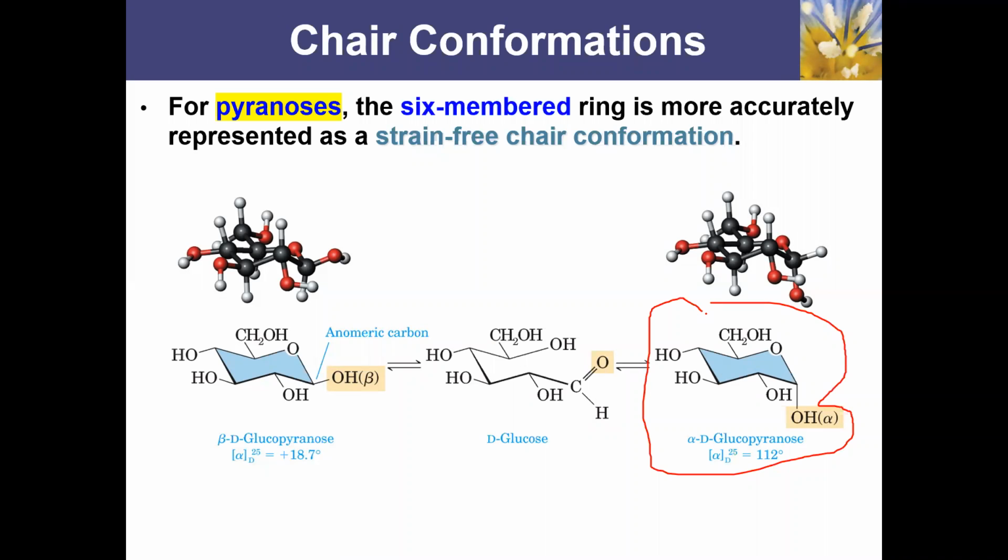Okay, and now your question might be why glucose wants to enjoy this chair conformation. The reason for that is because every carbon here is a tetrahedral. Every carbon here is a tetrahedral, right? And because of the tetrahedral nature of the carbon, pyranose sugars assume this chair conformation.